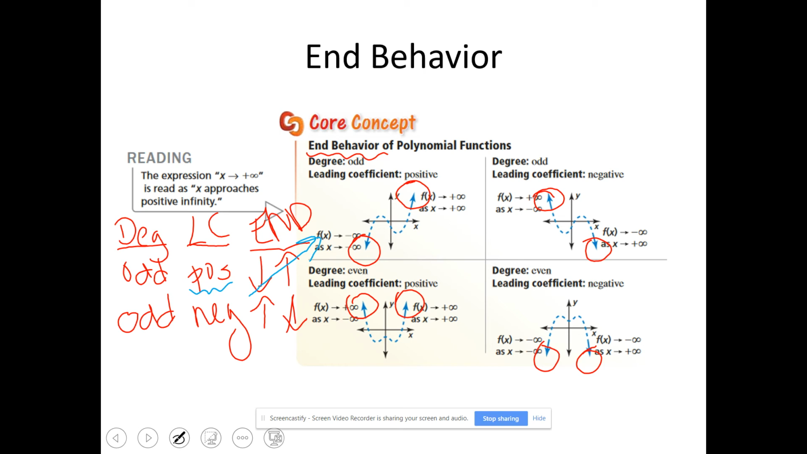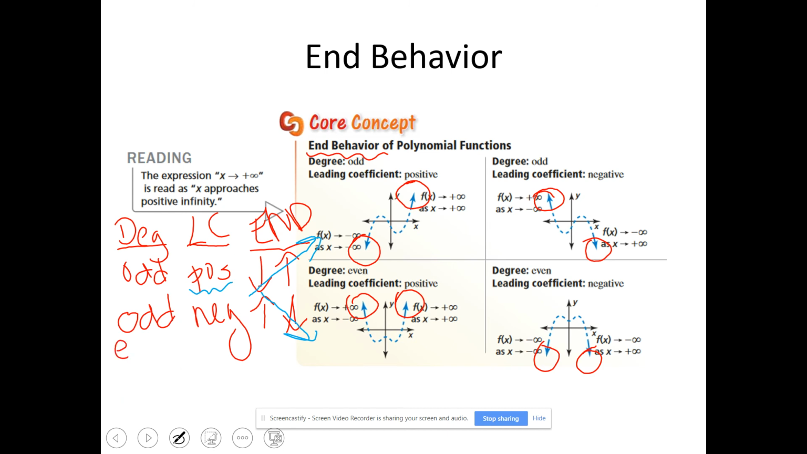I like to take a look at these and say a positive slope goes up from left to right, so from arrow to arrow, our slope is going up. And then the same thing with the odd negative, from left to right, from arrow tip to arrow tip, we're going down, so it's a negative slope. I don't know if that helps, but if it does, there you go.